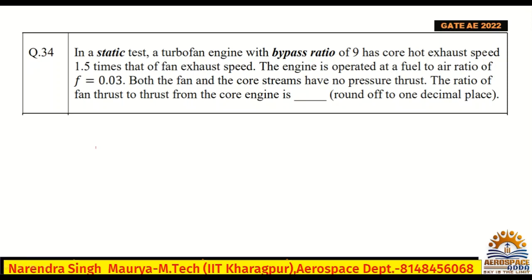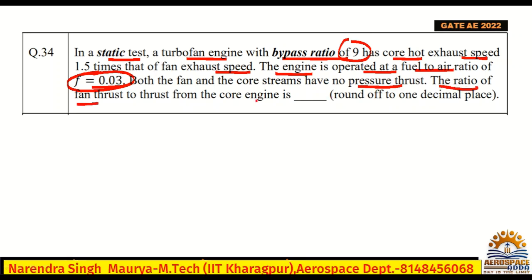So here first we'll read the problem and we'll write the given data. In a static test, a turbofan engine with a bypass ratio of 9 has core hot exhaust speed 1.5 times that of fan exhaust speed. The engine is operated at a fuel to air ratio of f equal to 0.03. Both the fan and core streams have no pressure thrust. The ratio of fan thrust to thrust from the core engine is. So this is a fill in the blank problem. We have to calculate the data and fill it here. Now we'll write the given data, guys.